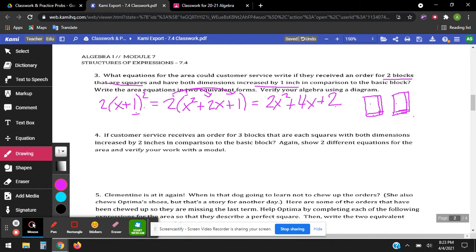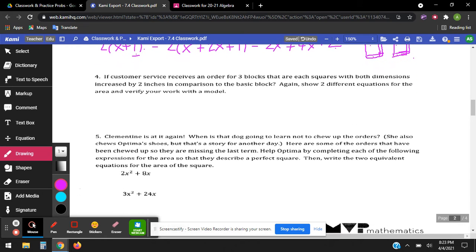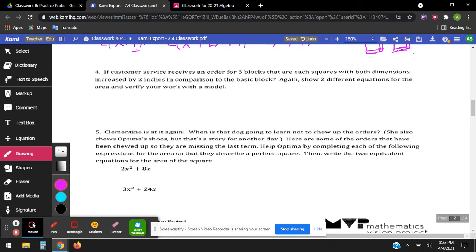If customer service receives an order for 3 blocks that are each squares with both dimensions increased by 2 inches in comparison to the basic blocks, we have 3 of them. Show 2 different equations, verify with the model. So we're going to still do the 3 and verify. So I have 3 blocks, both dimensions increased by 2 inches.